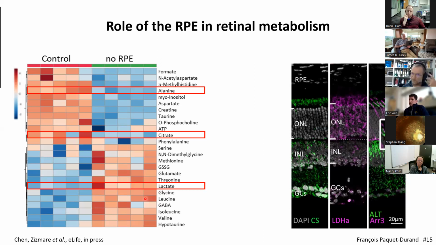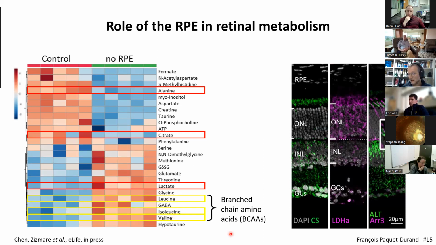So what pathway could be behind this? Another group of metabolites that we look at is leucine, isoleucine, valine, the branched chain amino acids, which are also interesting for energy metabolism because they can be used as fuels in oxidative phosphorylation.